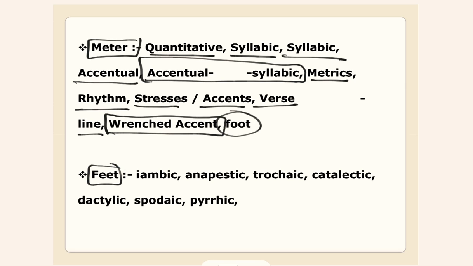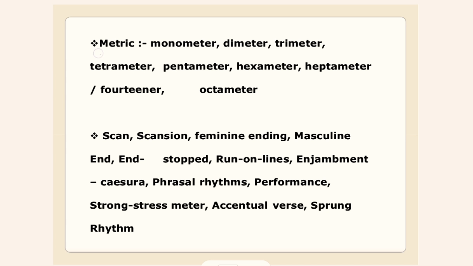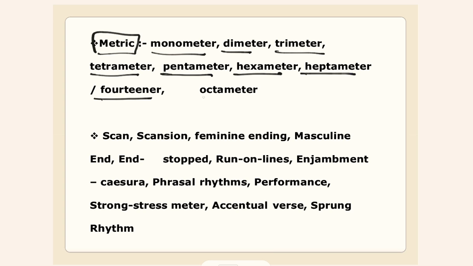Anapaestic feet, iambic feet, trochaic feet, catalectic feet, dactylic feet, spondaic feet, pyrrhic feet. These are the different types in poetry, especially in feet analysis. Next, meter. Let's see what are the important meters here: monometer, dimeter, trimeter, tetrameter, pentameter, hexameter, heptameter, fourteener, octameter.